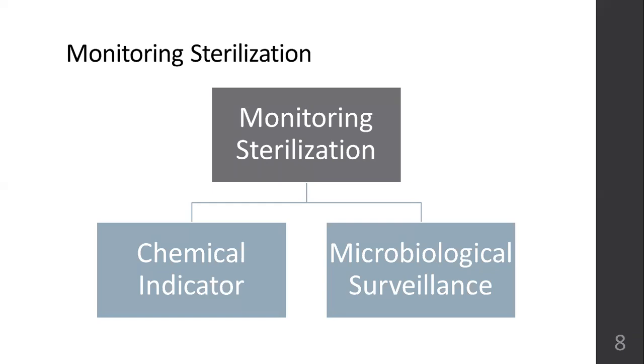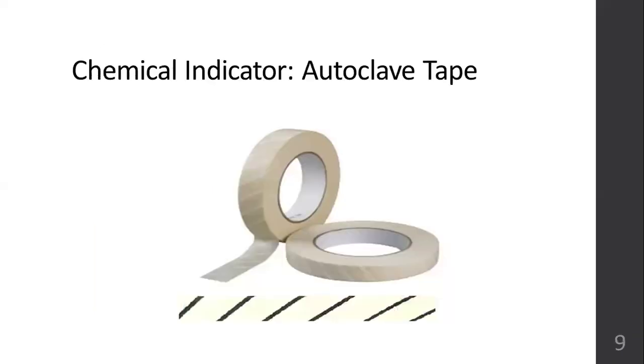Okay, so in chemical indicators, of CSSD, different tapes are used. Okay. So they are required especially when you are using a steam sterilization method like an autoclave. Okay. These chemical indicators will monitor the presence or at least attainment of the sterilization process.